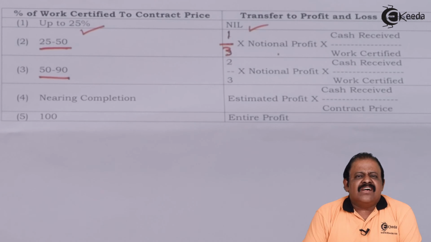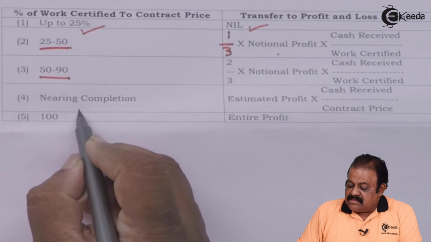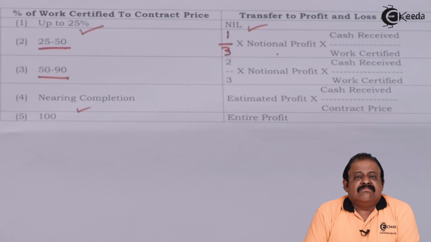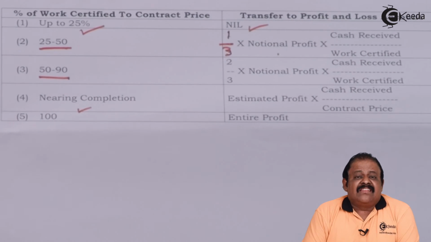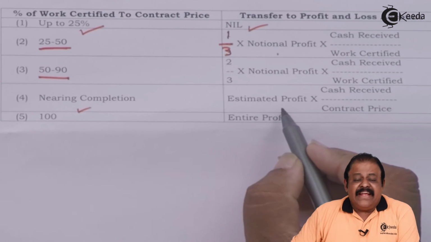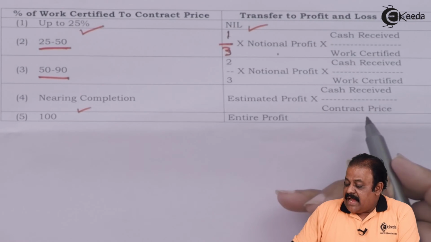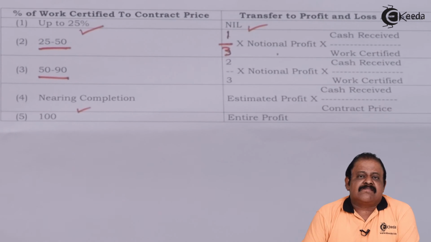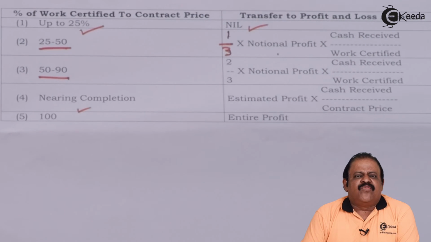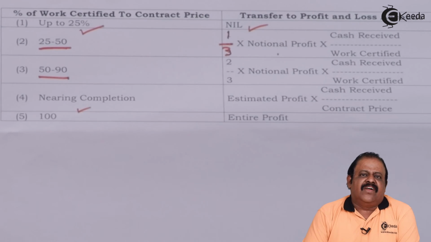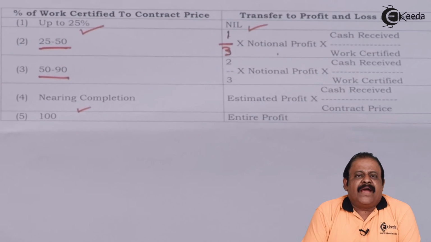If work certified is more than 90% or it is nearing completion or it is about to be completed, then in that case we have to apply formula estimated profit multiplied by cash received upon contract price, or we are required to apply the formula as given in the question based on cash received or any other element. This is how we prepare contract account. In every question, that is a single main account we are required to prepare under contract costing.